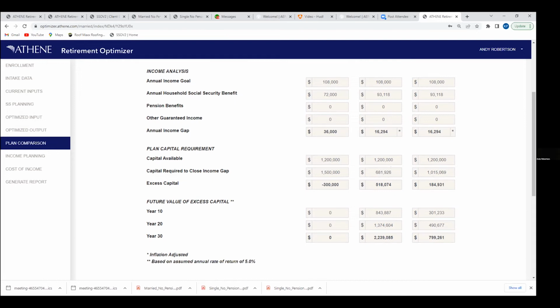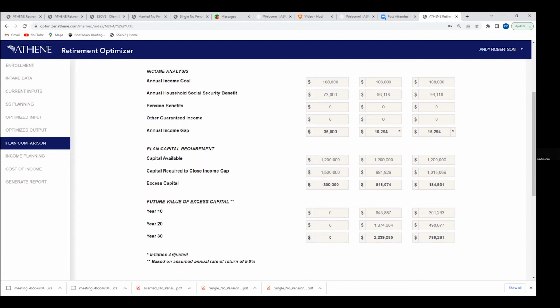Can you think of any reason why, in good conscience, I should recommend that you buy the house that's going to require you to commit all 1.2 million, knowing you're still 300,000 short, when the one in the middle is only 681,926, and it's going to provide all of what you want on a guaranteed basis?